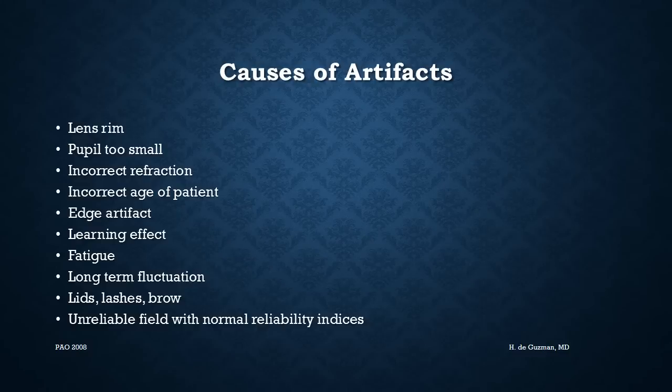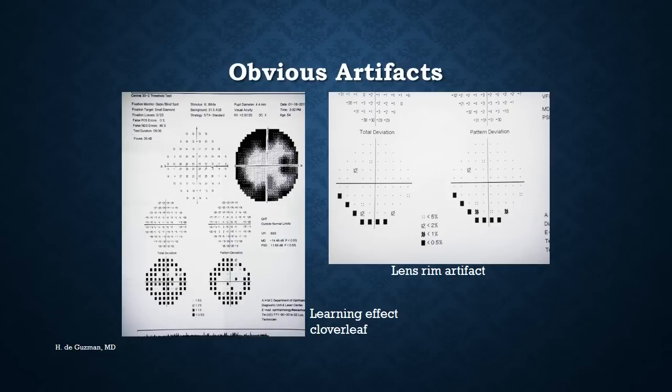These are common causes of artifacts. We need to familiarize ourselves with the patterns that these artifacts make. So these are examples of obvious artifacts. We have the learning effect cloverleaf and the very classic lens rim artifact. Take note, however, that learning effects do not always look like this.